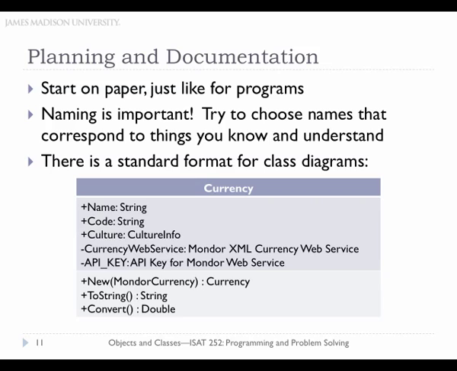And then we've got the convert method. It looks like I forgot to put the parameters here, but the convert method is going to need an amount of currency to convert, and also need a target currency to convert to. And the return type for this is going to be a double, representing the numeric value of the currency that was converted.